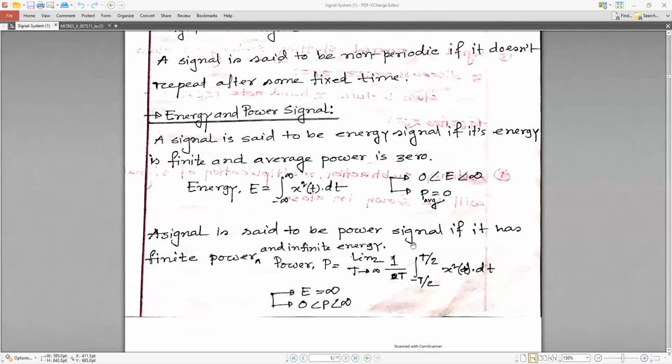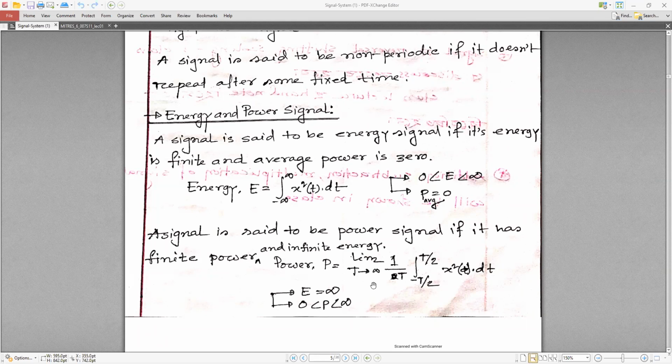Now, another kind of signal is the energy and power signal. A signal is said to be an energy signal if its energy is finite and average power is 0. And a signal is said to be a power signal if it has finite power and infinite energy. You will see from the equation. For the energy signal, the integral from minus infinity to infinity of x squared t dt, where P average is equal to 0. Energy is finite and the average power is 0. The signal is said to be a power signal if power is finite and the energy is infinite.